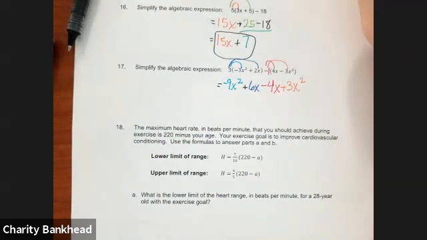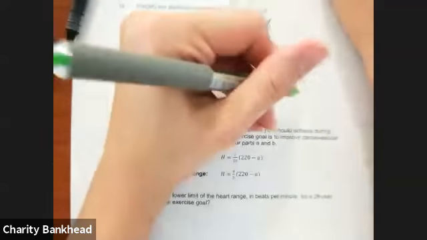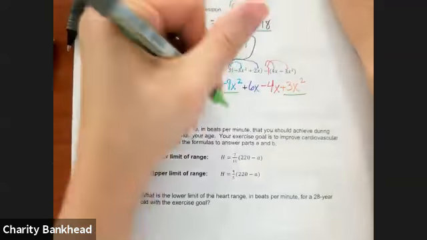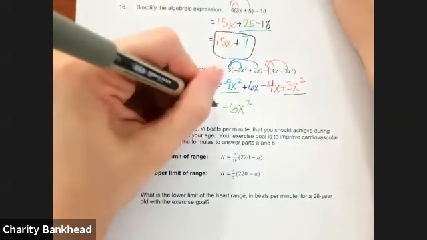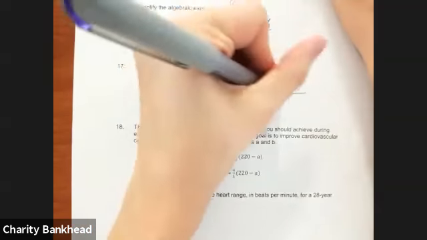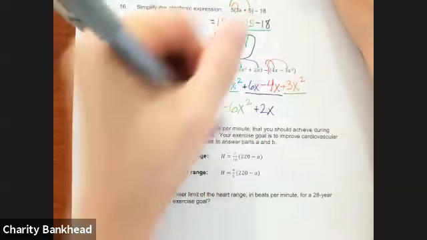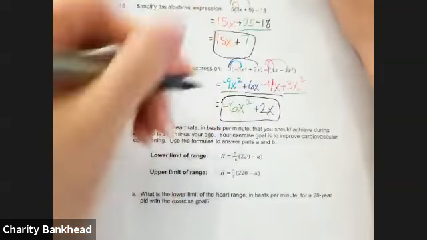Okay, so we're looking at negative 9x squared plus 6x minus 4x plus 3x squared, and we want to combine like terms. So negative 9x squared plus 3x squared. So negative 9 plus 3 equals negative 6. So that becomes negative 6x squared. And then we want to combine the x's. So 6x minus 4x equals a positive 2x. So our final answer for that is negative 6x squared plus 2x.